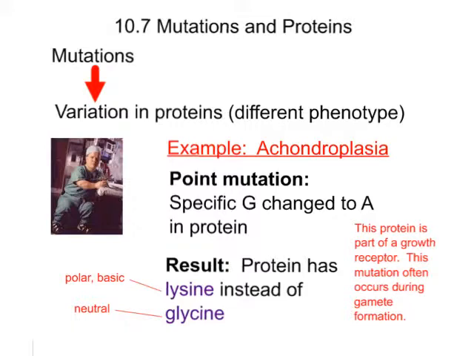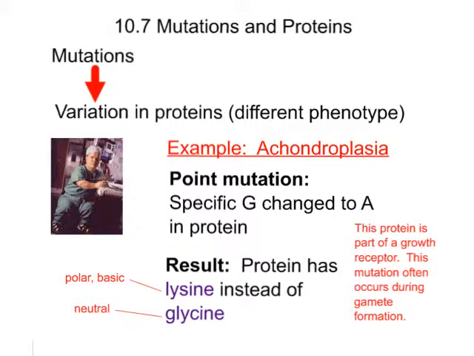So here we have an example, achondroplasia. This individual has achondroplasia, which is also sometimes called dwarfism, and that occurs because there is a point mutation. You remember a point mutation was a change in a specific base, and in this case, the specific change is that G is changed to A in that base.